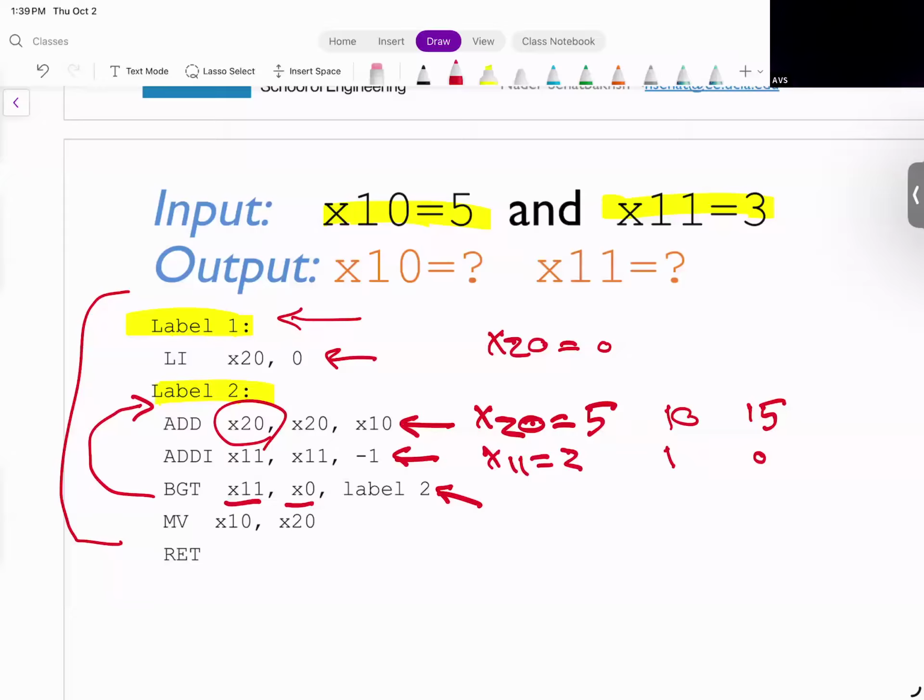At this point, it's no longer greater than, right? So you no longer take the branch, you continue forward, and then you move x20 to x10, so x10 at this point becomes 15, and then you return, right? So I think 15 and 0 is the correct answer. Make sense?